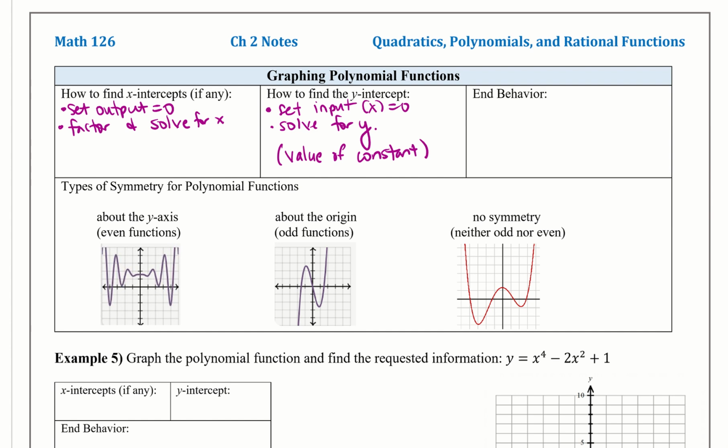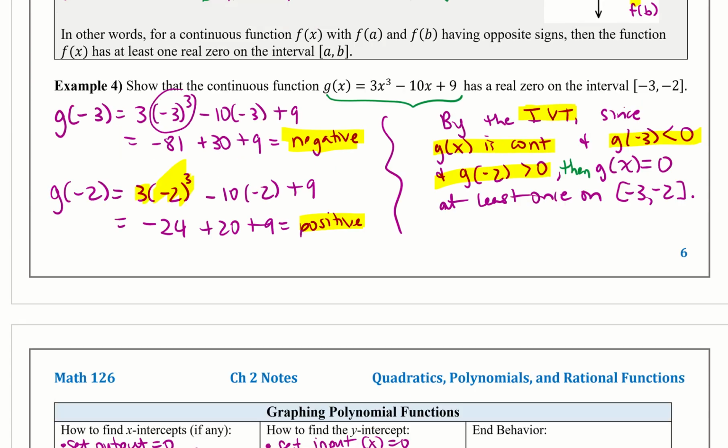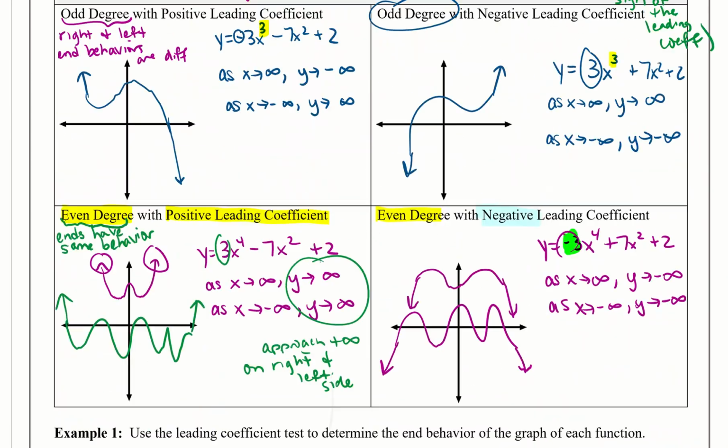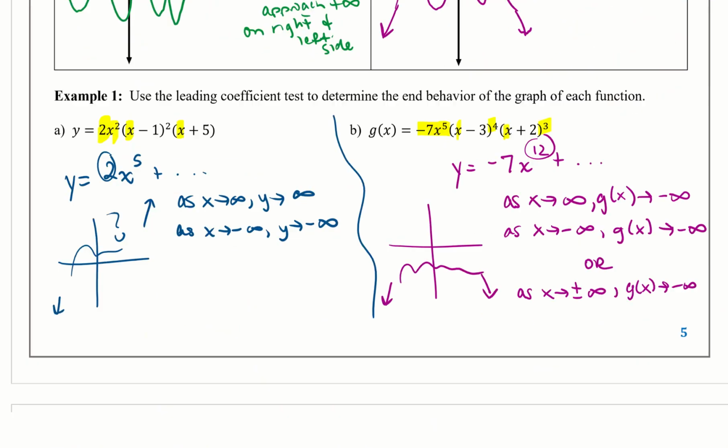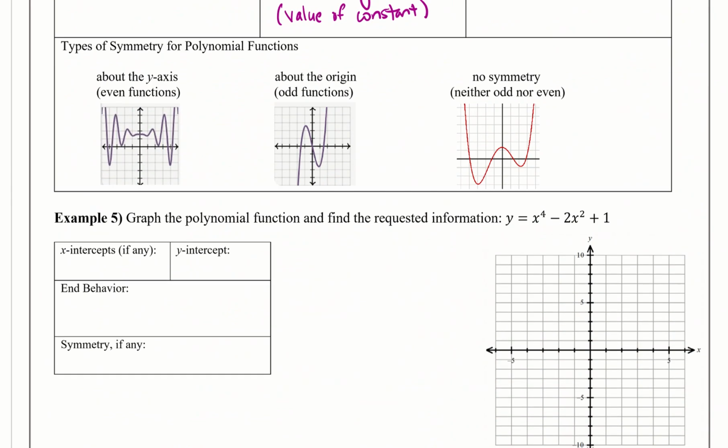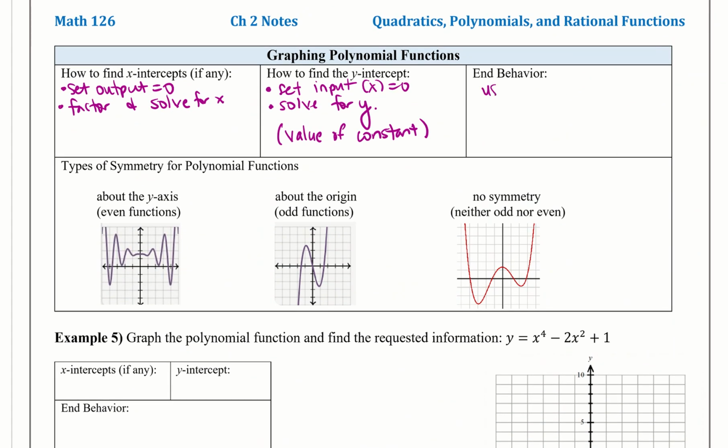And then we can use end behavior as well to sketch what's happening at the ends of the graph. When we're looking at the end behavior, we can just use that leading coefficient test that we were talking about on the previous page. That'll help us see what the ends look like.